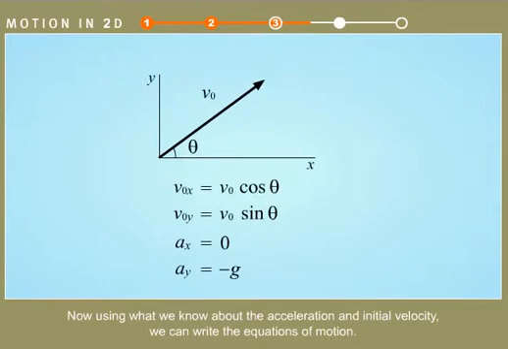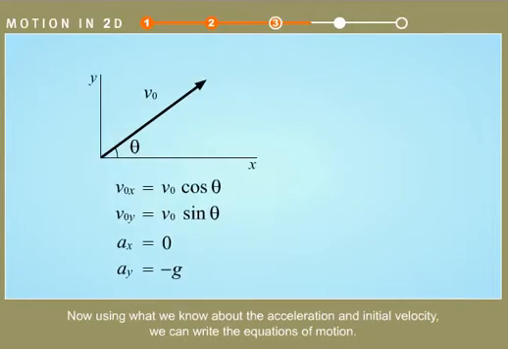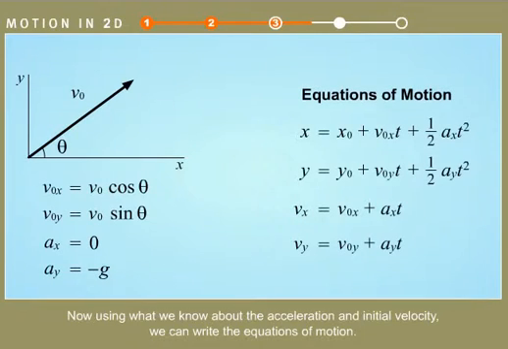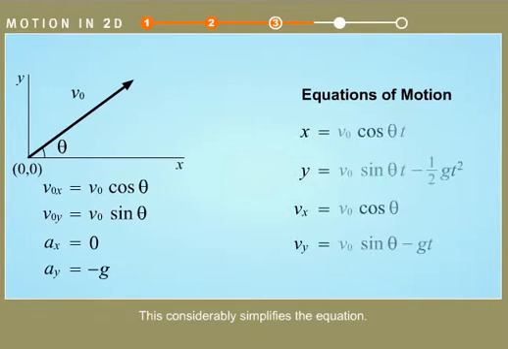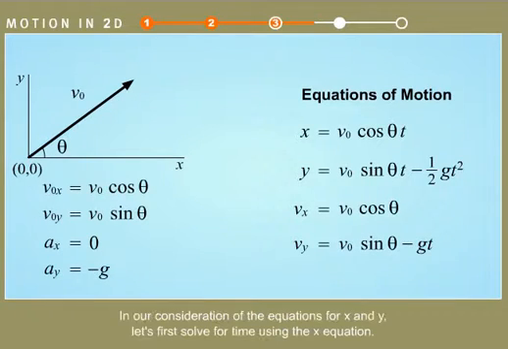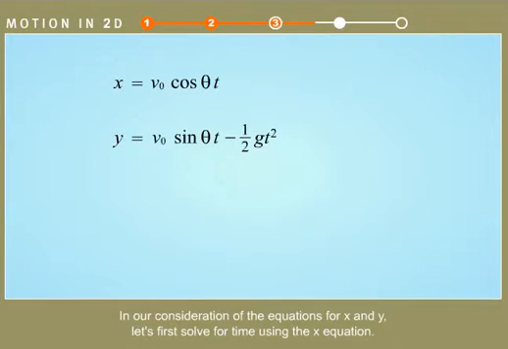Now, using what we know about the acceleration and initial velocity, we can write the equations of motion. If we assume the ball is launched from the origin, we can take the initial positions, x0 and y0, to be 0. This considerably simplifies the equations for x and y. Let's first solve for time using the x equation.